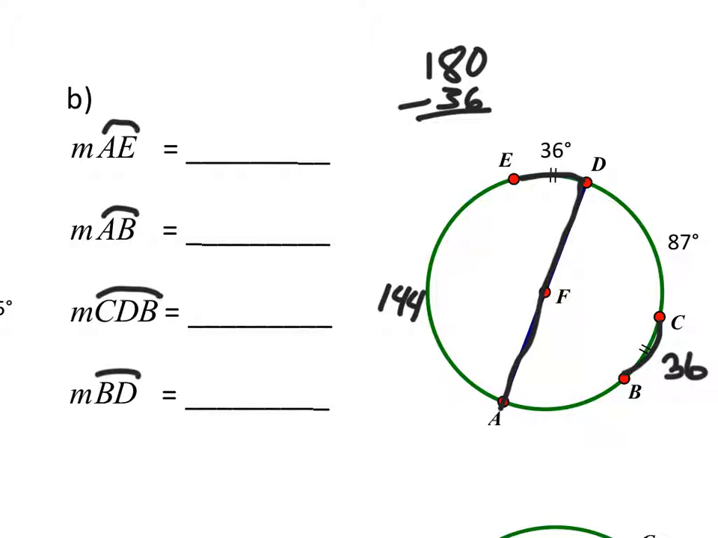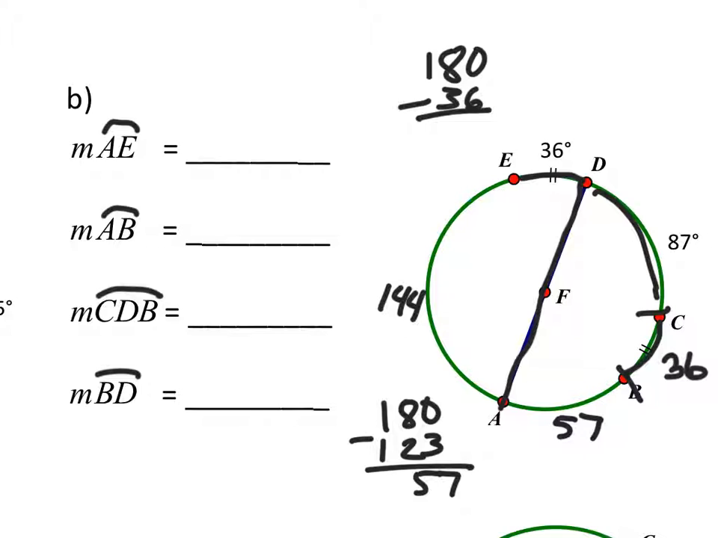Then on the other side of the circle we have 87 and 36 and a missing piece, and all three of those pieces have to add up to 180. So 87 plus 36 is 123. So 180 take away the 123, and we're left with 57. So that missing part there is 57. So now that I've figured out the whole circle, I could answer the questions.